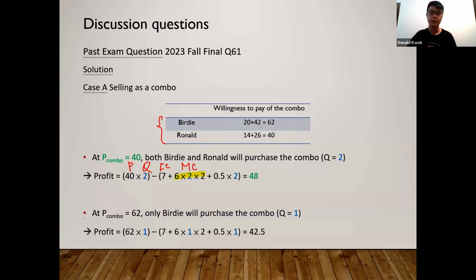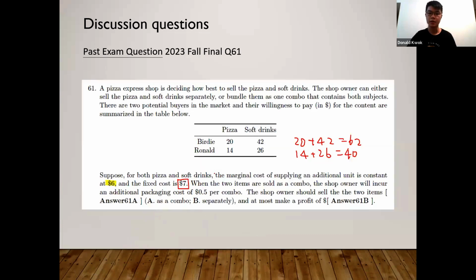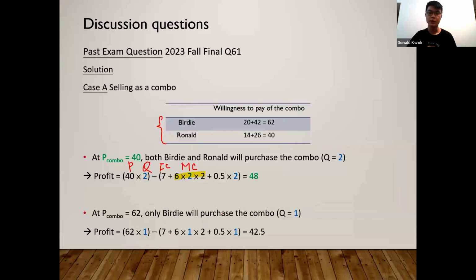And last but not least, the third component will be the packaging cost, $0.5 per combo. Since we are selling 2 combos, then the packaging cost is 0.5 times 2. Okay, we have all the components, then we can calculate the profit is $48.